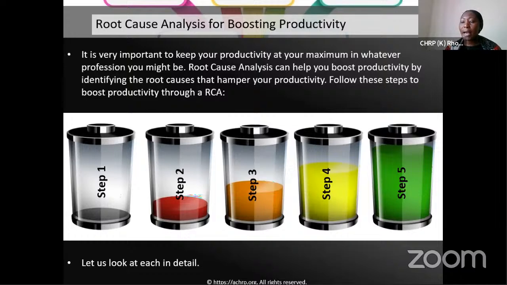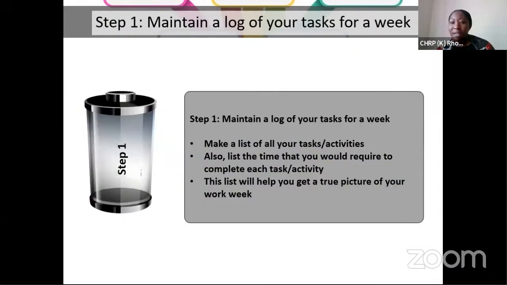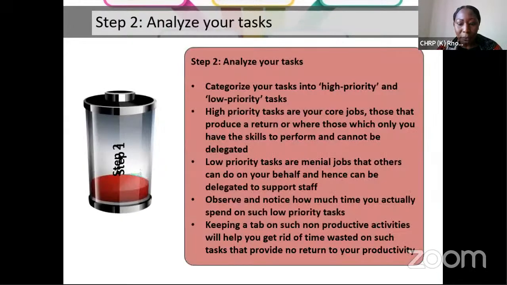And then finally, prioritize. What is it that you'll start with? How much time do you want to spend on this? And what is the outcome? Those are the 5 steps which are going to improve your productivity. Very simple. I'll just run through them.